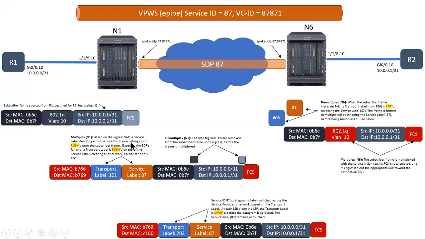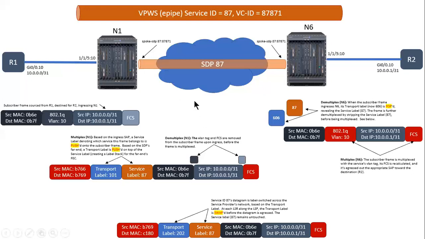So based on the ingress SAP, a service label denoting which service this frame belongs to is pushed onto the subscriber frame. So in our example, this ePipe is service ID 87, and the service label that targeted LDP generated just happened to be 87 as well. So that service label is pushed onto the subscriber frame. And based on the service distribution point's far end, a transport label is pushed on top of the service label, creating a label stack for the far end's forwarding equivalence class.